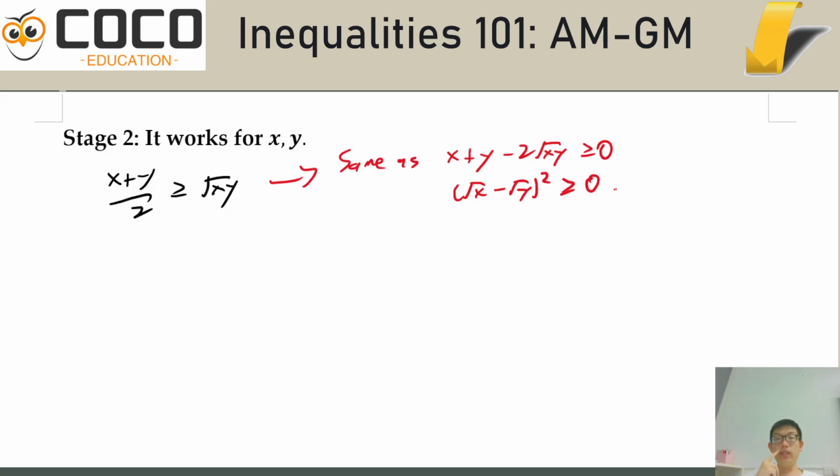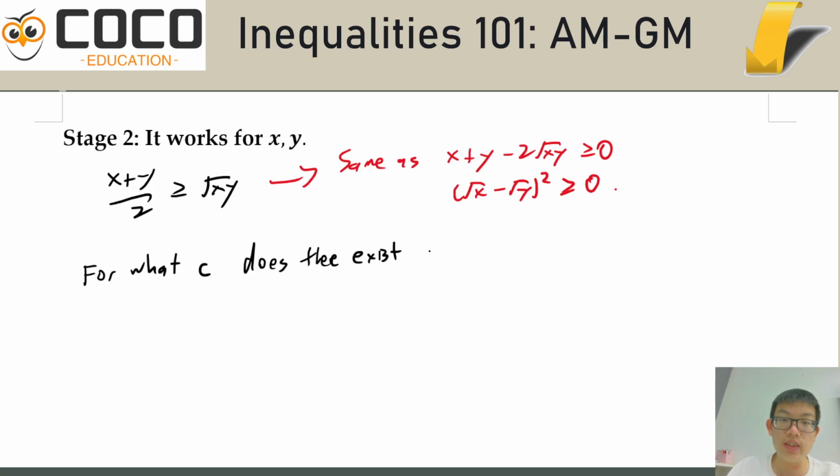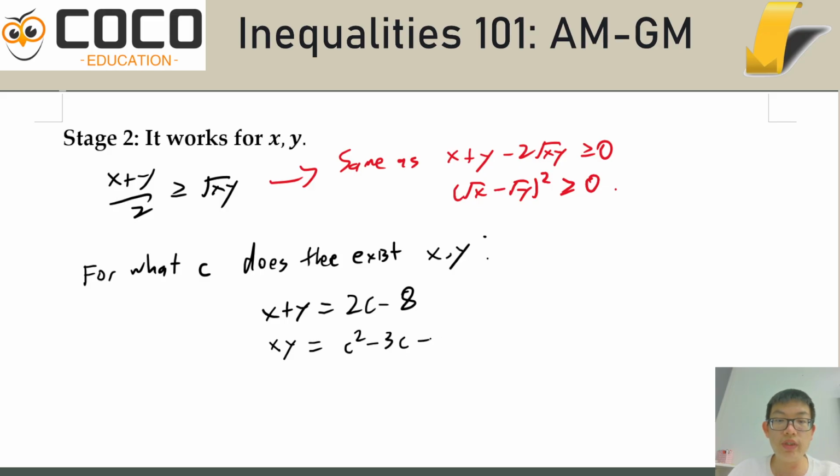Now, here's something that is an interesting problem in the SMO. For what, let's say, c, does there exist x and y such that x plus y equals, let's say, 2c minus 8, and xy is equal to c squared minus 3c minus 9.